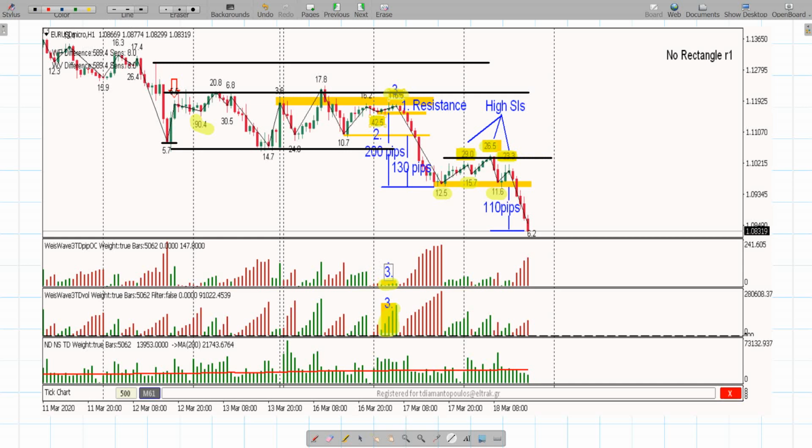let's draw our levels. Okay, this is already drawn. So, down, this was selling. We broke this level, and the result was 110 pips. Okay, so 200 pips from here, or if you entered here, 130 pips, and in that case, 110 pips. Okay, let me see if I have something else to mention here.